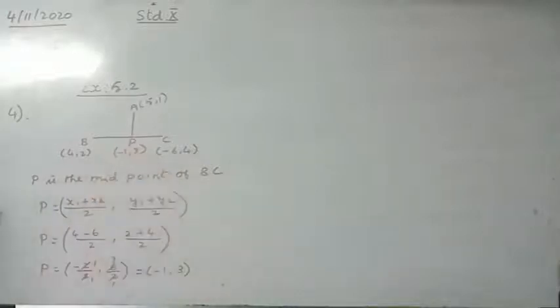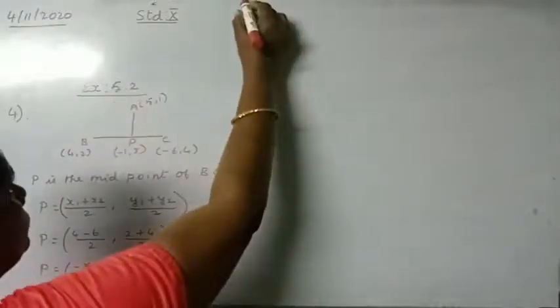Now we want to prove that AP is perpendicular to BC. So it is already given AP is perpendicular to BC. So what is the slope of the line perpendicular to AP? That is the question. Now first, to find out the slope of AP.